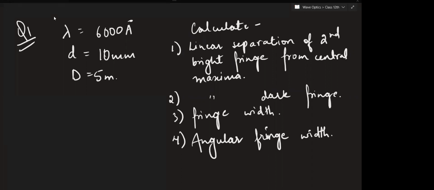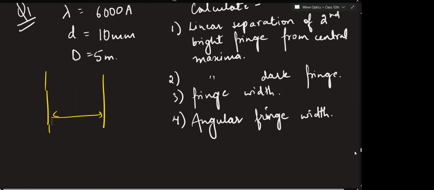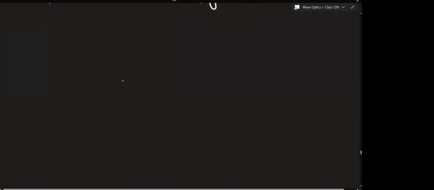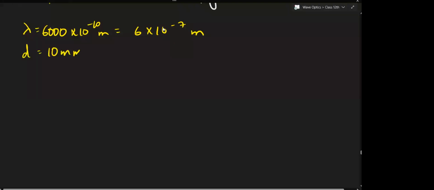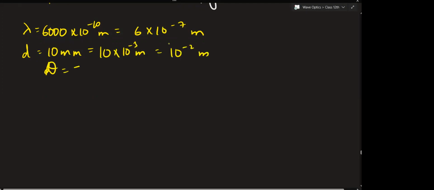See, every data is given to you. Lambda is given, small d is given, capital D is given. Actually, this was given in the form of a figure like this. So all the things that were required, I have written already. So, linear separation of second bright fringe from central maximum. Firstly, let's take out what all quantities are given. Lambda will be 6,000 into 10 to the power minus 10 meters, so that makes it 6 into 10 to the power minus 7 meter. Then small d was 10 millimeters, it means 10 into 10 to the power minus 3 meters, which is written as 10 to the power minus 2 meters, and capital D was given as 5 meters.